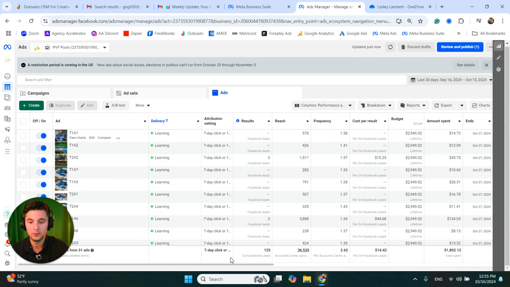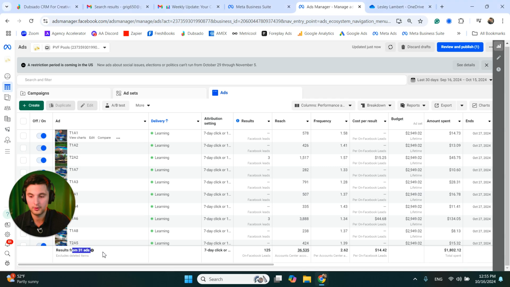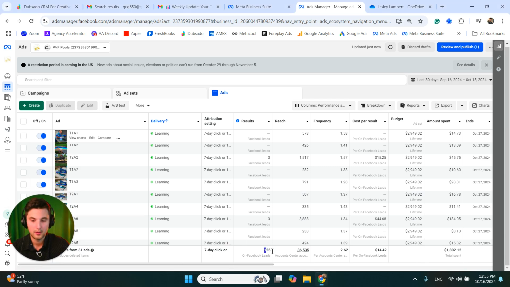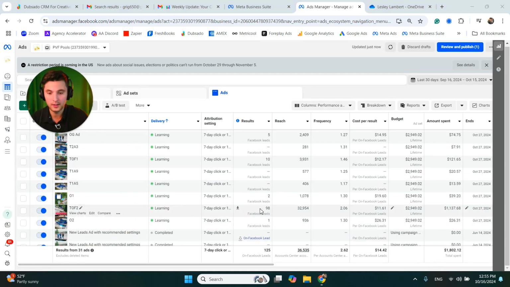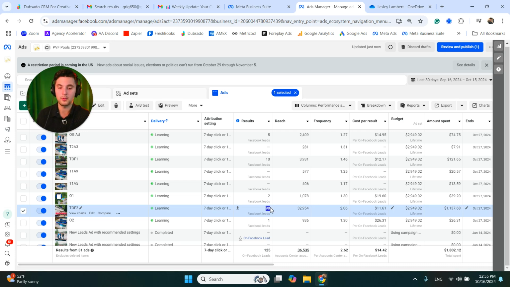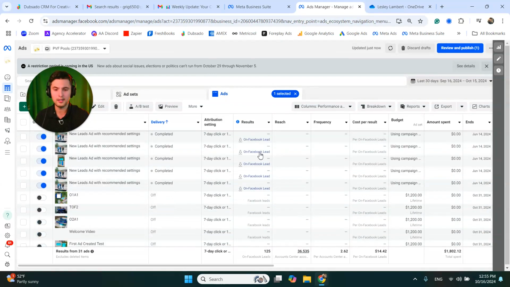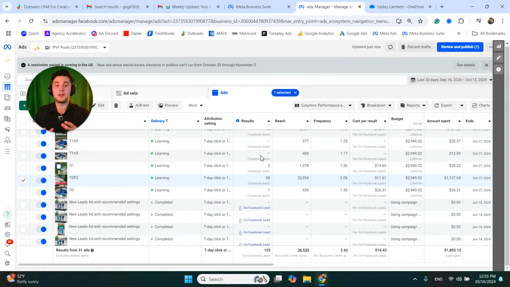So let's review, right? We see the totals down here: results from 31 different ads that are running. We got 125 leads in the last 30 days. We could check our cost per lead right here. So we're paying $14.42 per lead, which is very good for a $40,000 product. We could also see which ad is bringing in the most leads. So this ad is bringing in 98 leads. Now you might be thinking, Eric, whoa, why is it bringing in 98 leads and some of them aren't bringing in any leads? That's how Facebook's algorithm works.